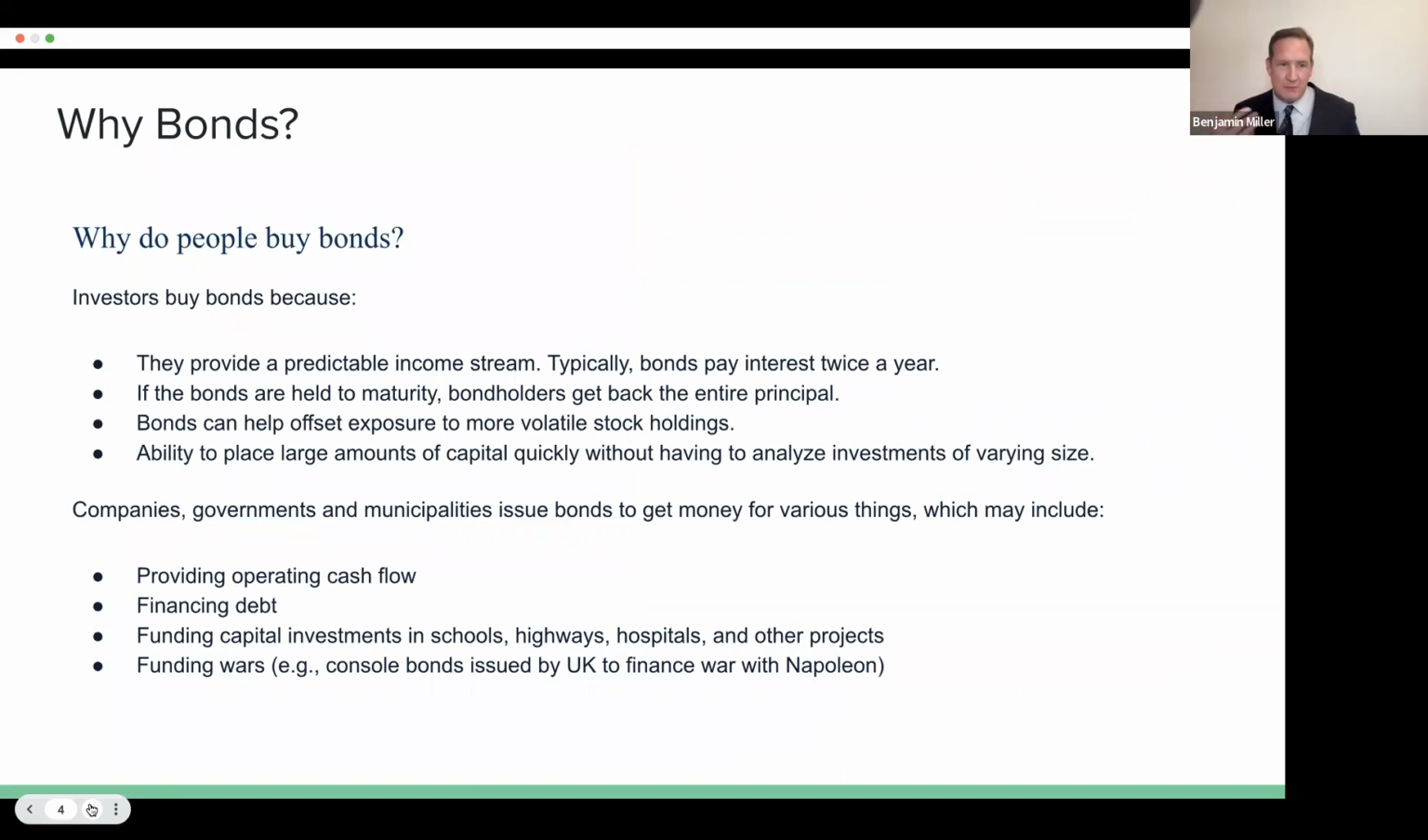So there's a lot of reasons that people buy bonds. They're used to finance debt, finance capital investments, and of course, they're also used for financing wars.